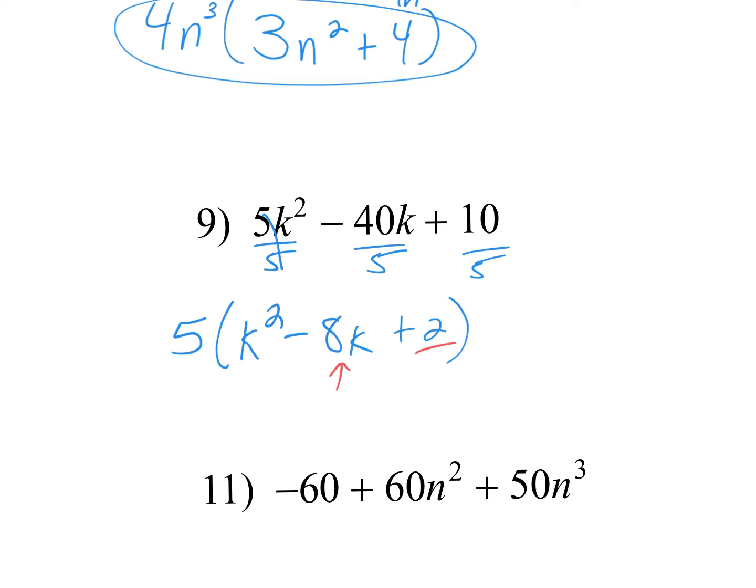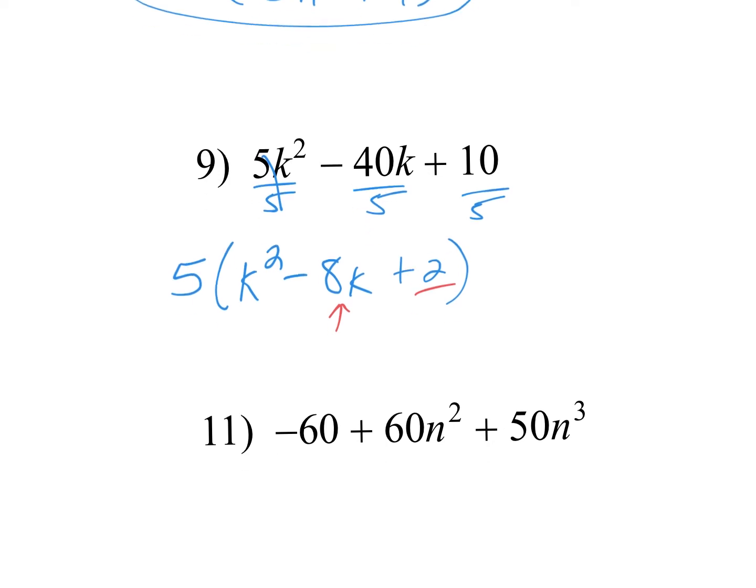If there was an equal sign, they want you to solve it. We'd use the quadratic formula. We'll get to that later. I don't want you to worry about that right now. But you have to get in the habit of the first thing you do is find the GCF. You have to factor out the GCF first. It makes your problem a lot easier.